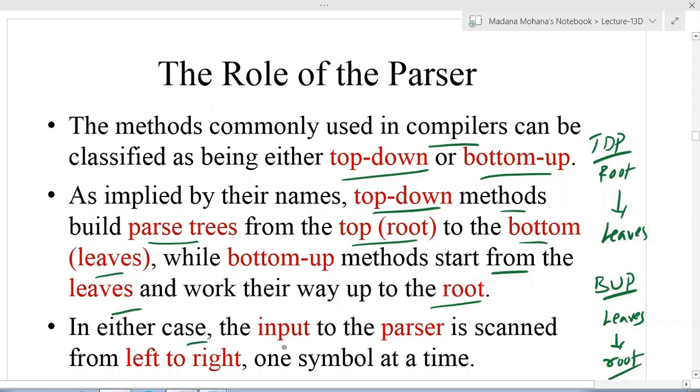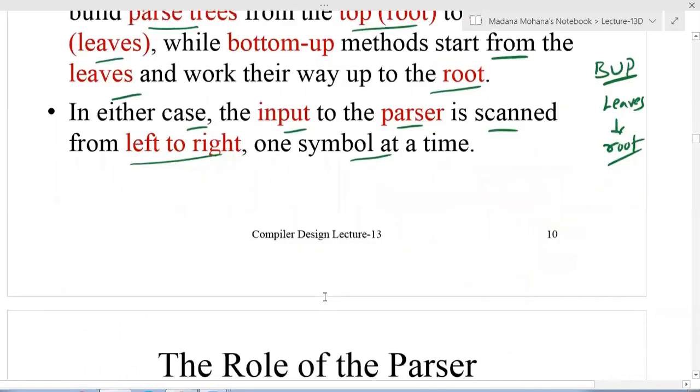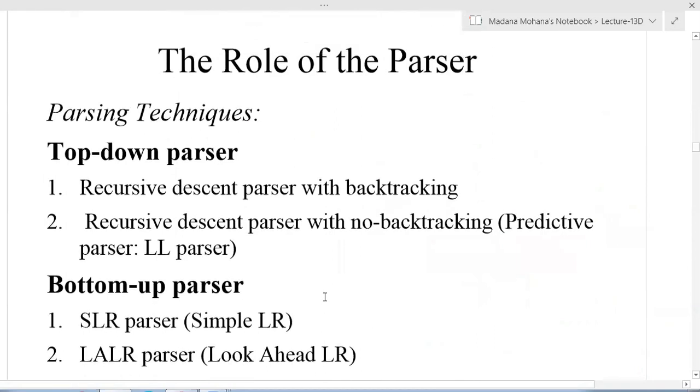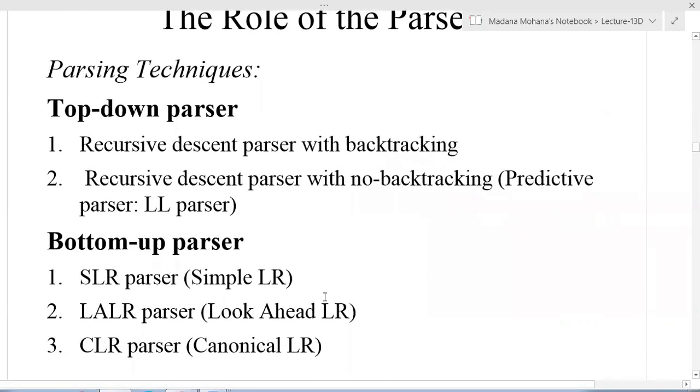In either case, the input to the parser is scanned from left to right, one symbol at a time. So this is the condition of reading the input: from left to right, one symbol at a time. So these are the two types of parsers, top-down parser and bottom-up parser. Before proceeding further, now we will list the parsing techniques. These are very important. In the syntax analysis syllabus, we will study all these techniques related to the two types of parsers.